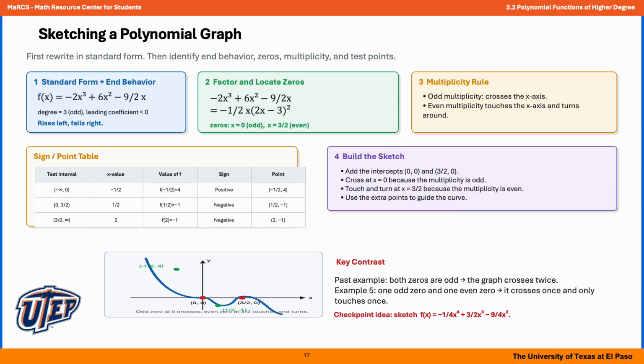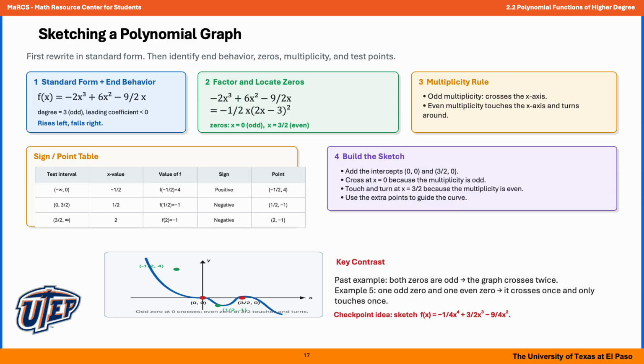So now to find the zeros, we can factor once again. So we can factor out a negative 1/2 x, so we'll be left with negative 1/2 x times 2x minus 3 squared. So for the first 0, we'll have x is equal to 0, and for the second one, we'll have x is equal to 3 over 2. Now for x is equal to 0, we have an odd multiplicity, and for x is equal to 3 over 2, we have an even multiplicity. So that means for x equal to 0, the function will cross the x-axis, and for x is equal to 3 over 2, the function will turn around. It'll touch the x-axis and turn around.